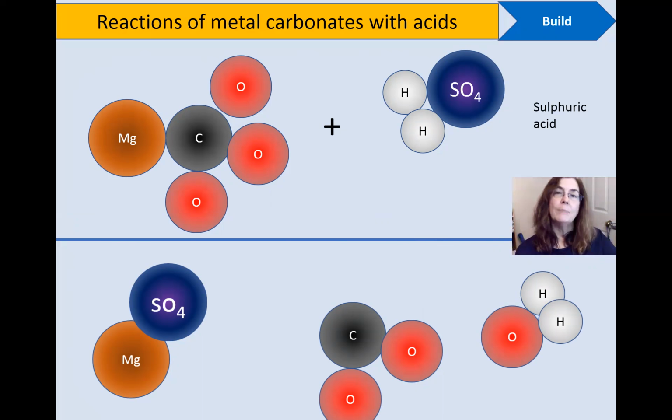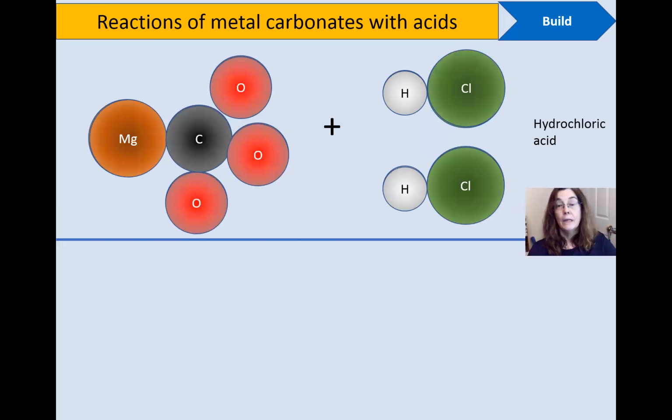Let's have a look at that again, but with hydrochloric acid. That'll be our next one. Okay, so here we've got magnesium carbonate again, the Mg, the carbon, C, and the 3 oxygens make magnesium carbonate, and that's going to react with hydrochloric acid. And you can see here hydrochloric acid is an H and a Cl, a hydrogen ion and a chloride ion. And I've had to use 2 hydrochloric acid molecules, and you'll see why.